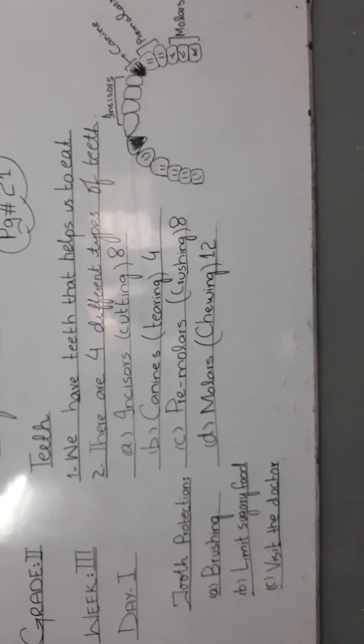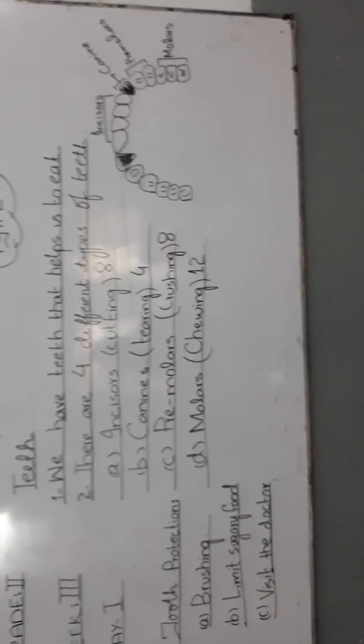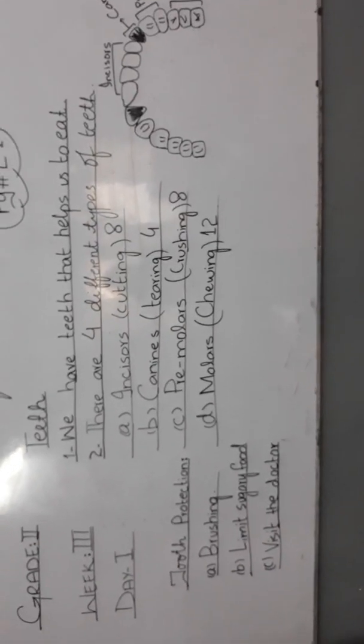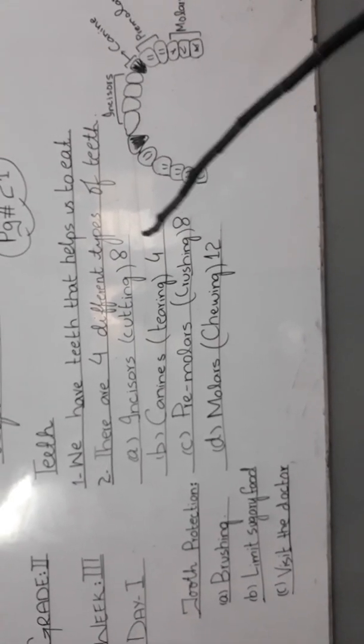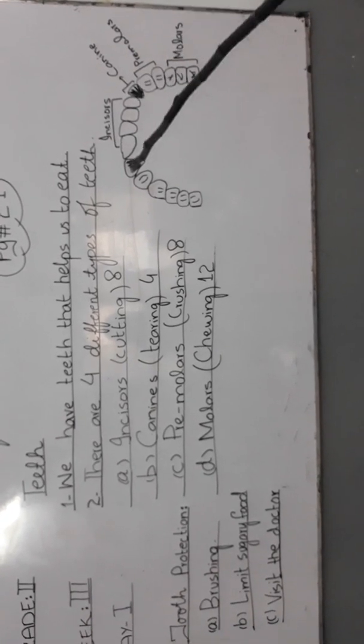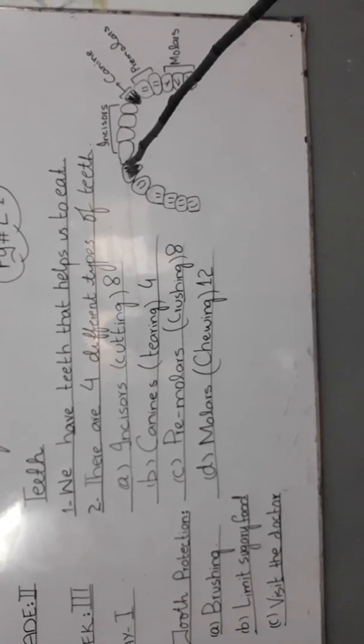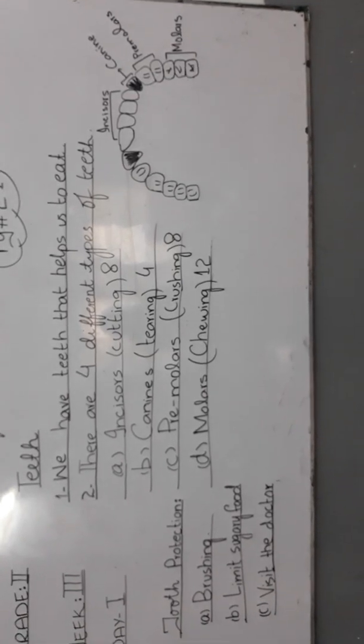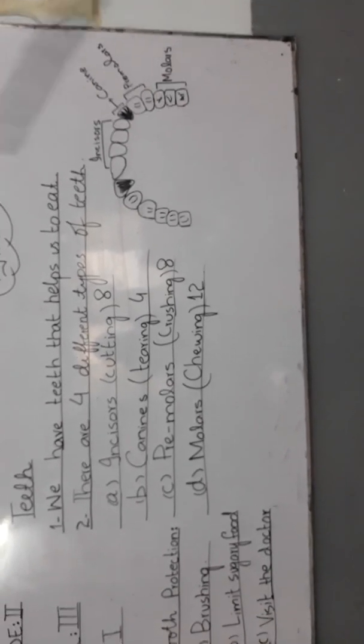Number 2 type of teeth is the canines. Canines are the sharp teeth. There are 4 canines present in the mouth. The black teeth, which I have colored black, are called the canines. They are 2 in the upper jaw and 2 in the lower jaw.